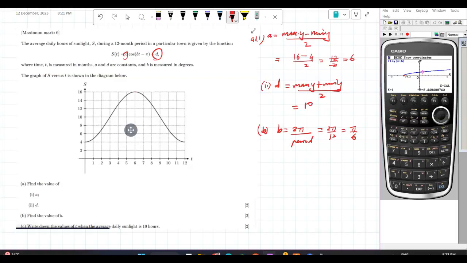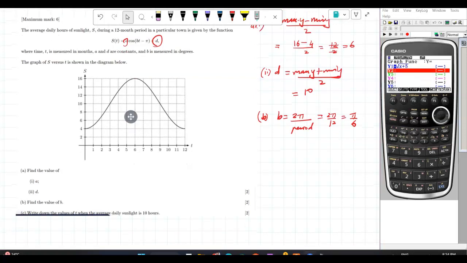Find the values when the sunlight is coming. Your sunlight is 10 hours, so you put S is 10. What's your A? 6 cos of pi by 6 t minus pi plus b is 10. You put this in G solve and solve for t.